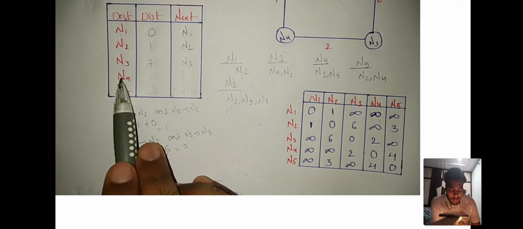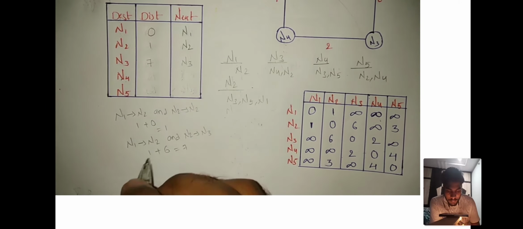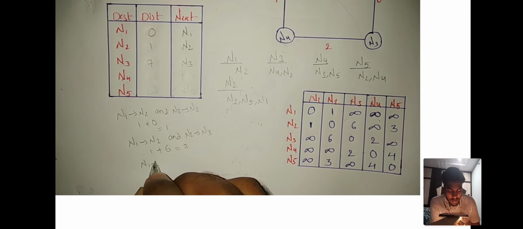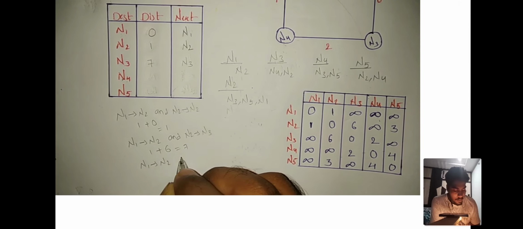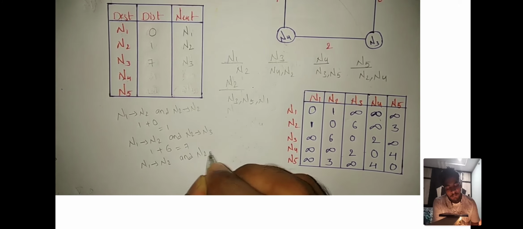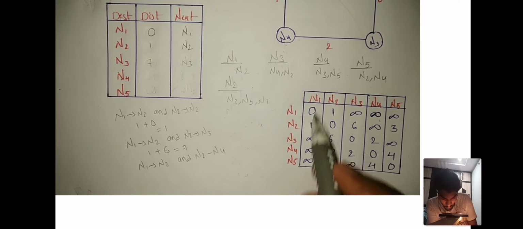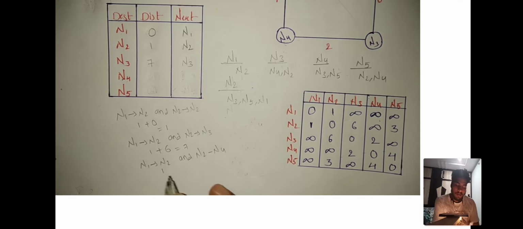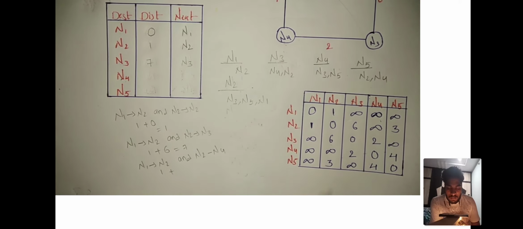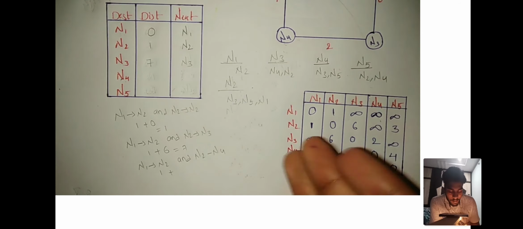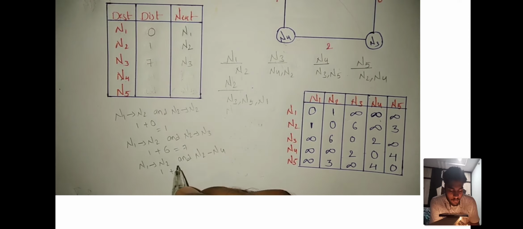Now we have to go to n4 from n1. So what's the path? n1 to n2 and n2 to n4, right? Now what's the distance from n1 to n2? That is 1. And what's the distance from n2 to n4? Look, this is infinity because there is no direct path from n2 to n4. That's why the distance is infinity. So what's the total distance? Infinity only. And we don't know the next state.